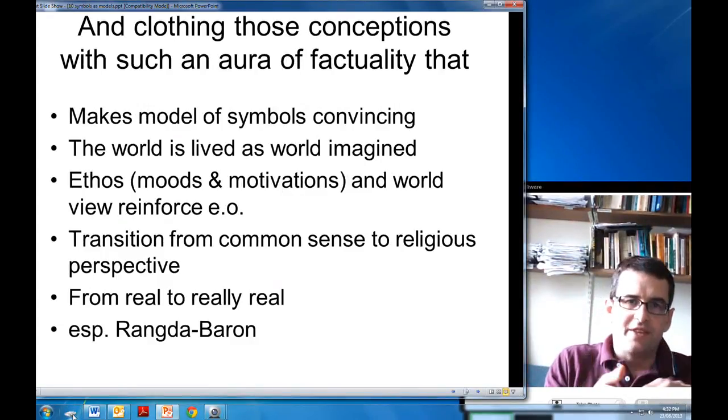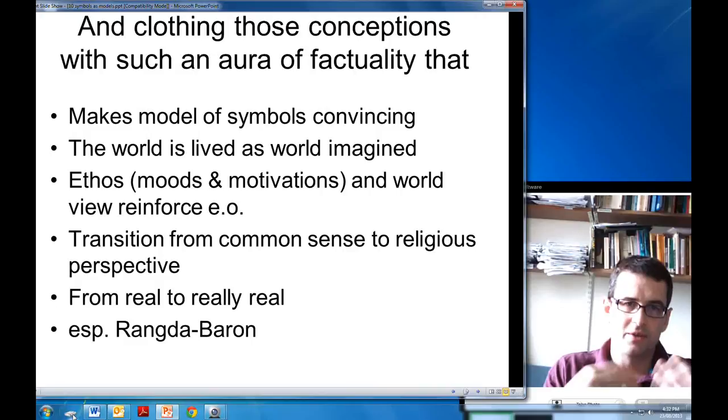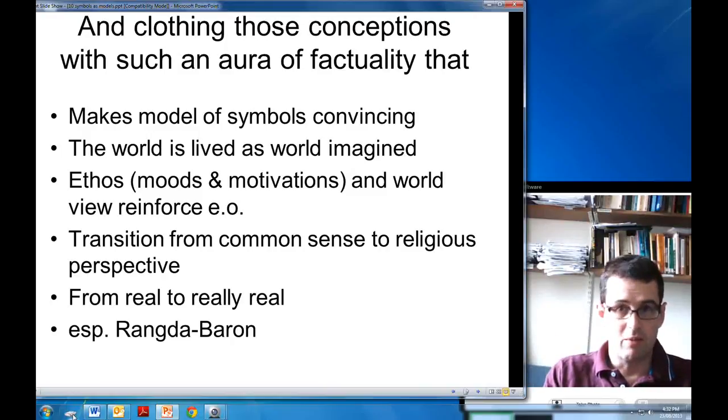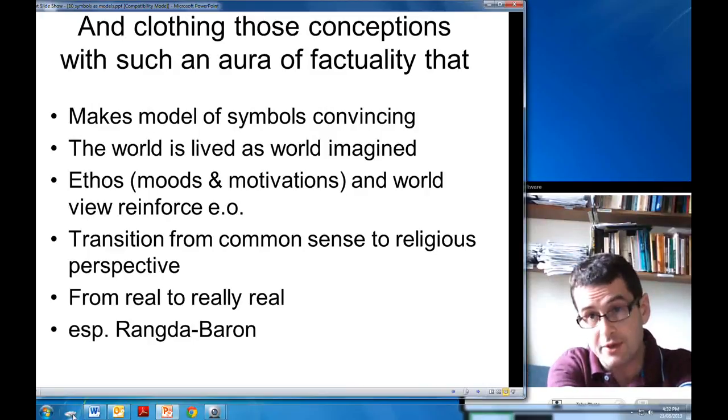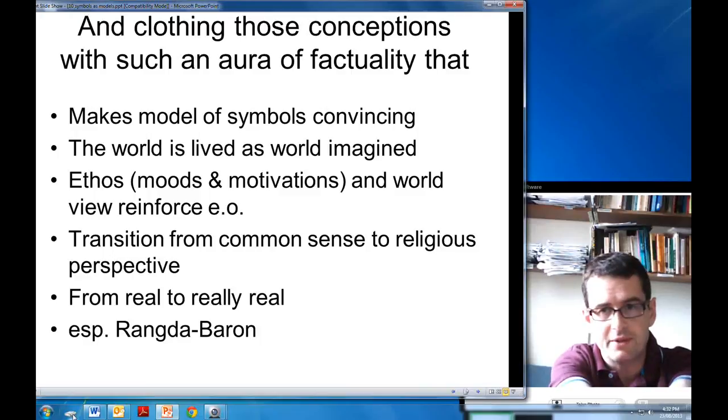What we need is for culture to work, we need these perspectives, particularly the religious perspective, to appear to be fact, to make models of the world convincing, so that the world as lived is the world as imagined. It brings together ethos and worldview, so they reinforce each other. And you can transit from the common sense thing like, okay, my brother died, and move that to a religious perspective because it was God's will, or because of witchcraft or whatever.